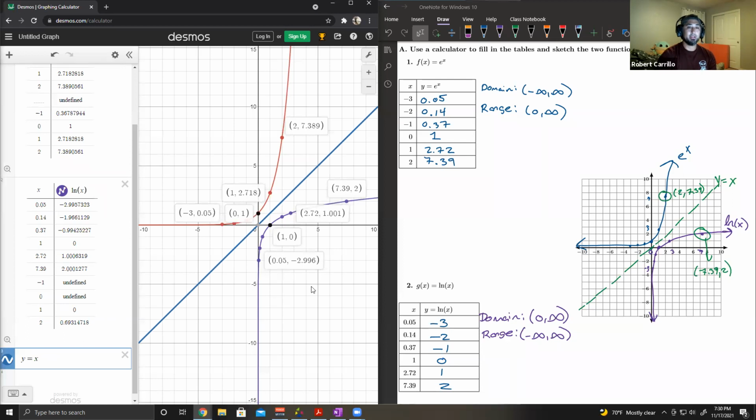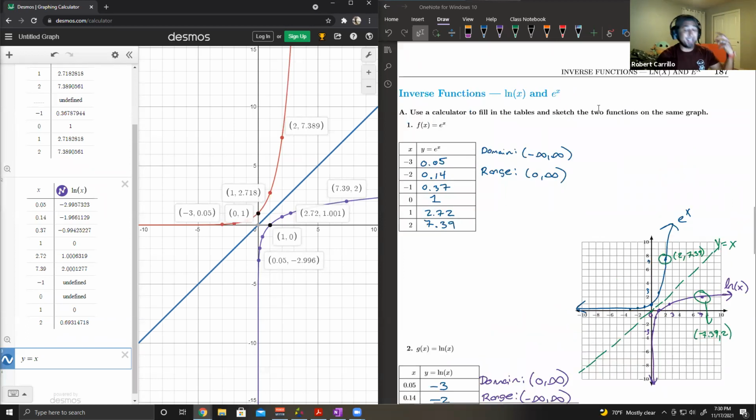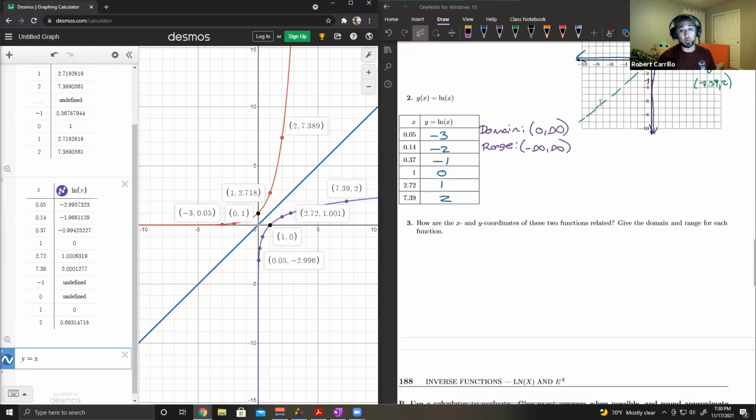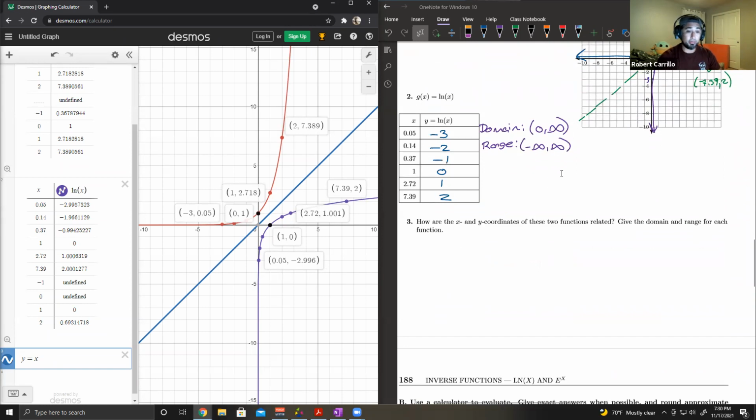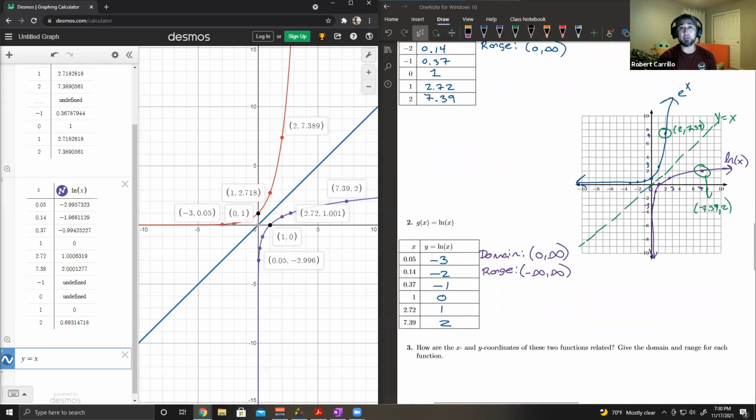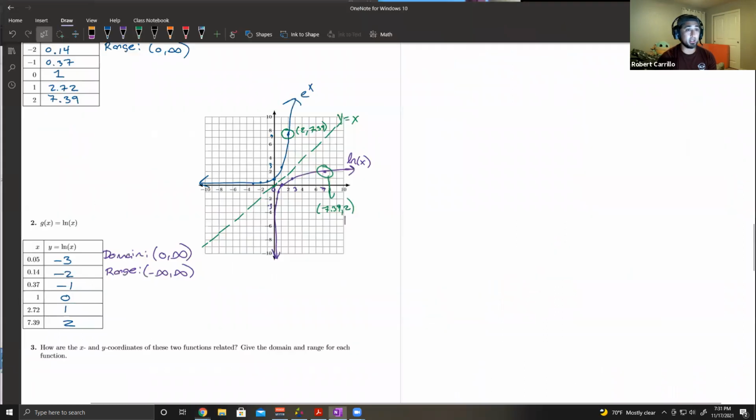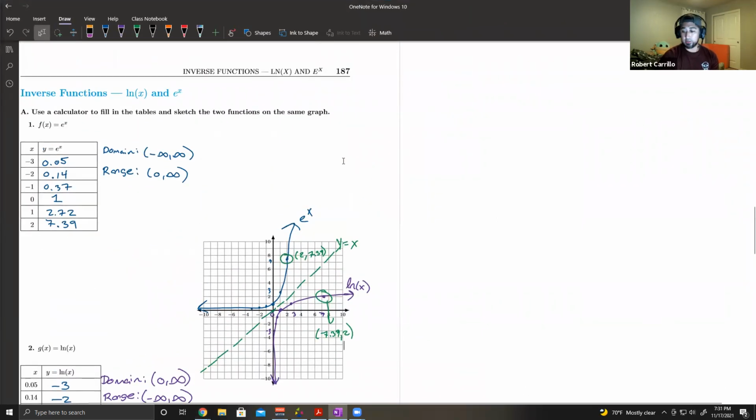Okay, so now we have proven and shown that the natural log and the exponential function e to the x are true inverses of each other. Before we go to number 3, I'm going to show you a cool result of being an inverse. Let's start with the natural log.